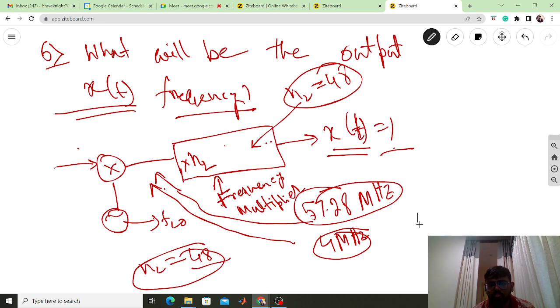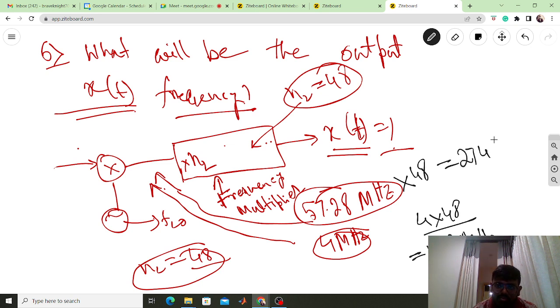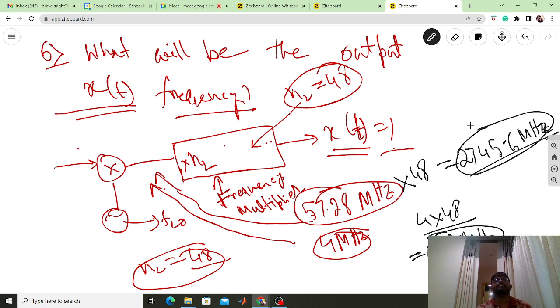this will be 4 into 48, 192 megahertz, and if you multiply this by 48, this will be 2745.6 megahertz. These are the answers. 192 megahertz and 2745.6 megahertz.